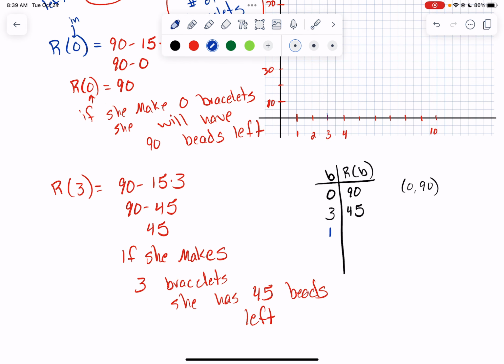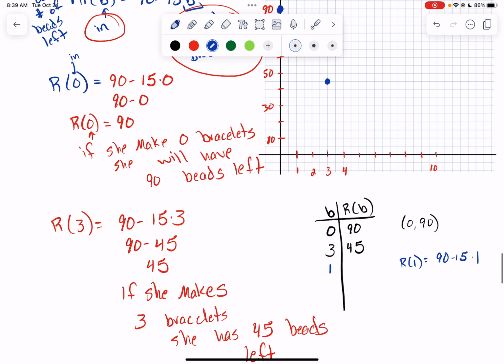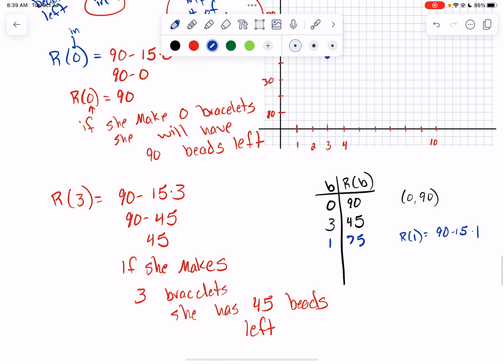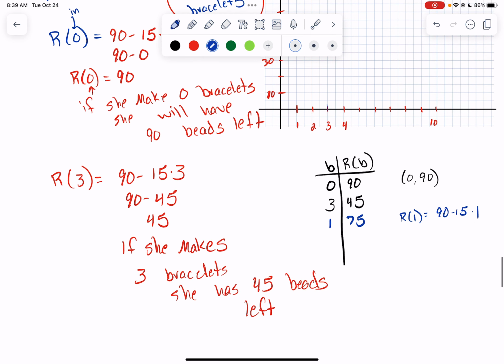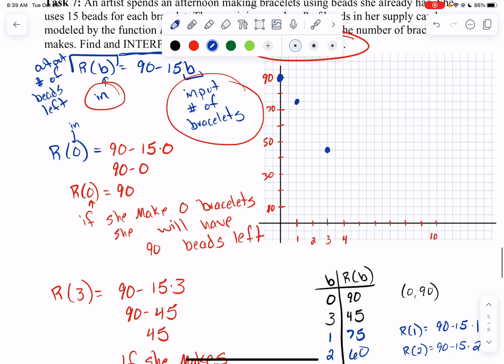If we put a 1 in here, R of 1, we'd have 90 minus 15 times 1. So 90 minus that 15 gets me 75. So I'd have the point 1, 75. Then R of 2 is 90 minus 15 times 2. 15 times 2 is 30, so that would give me 60. After a while, you start to notice a pattern. 2, 60. It goes down by 15 each time. So I keep going down by 15 each time.